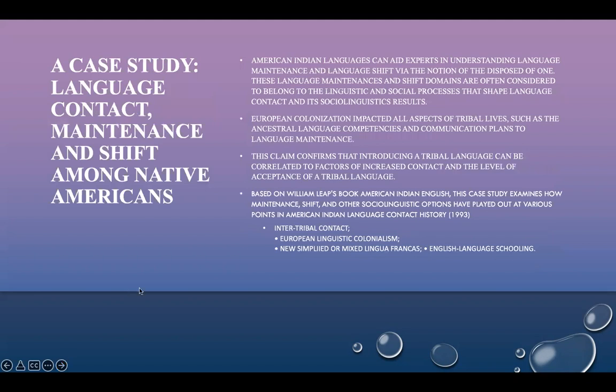We have a case study: language contact, maintenance, and shift among Native Americans. American Indian languages can aid experts in understanding language maintenance and language shift via the notion of the disposed one. These language maintenance and shift domains are often considered as belonging to the linguistic and social processes that shape language contact and its sociolinguistic results.